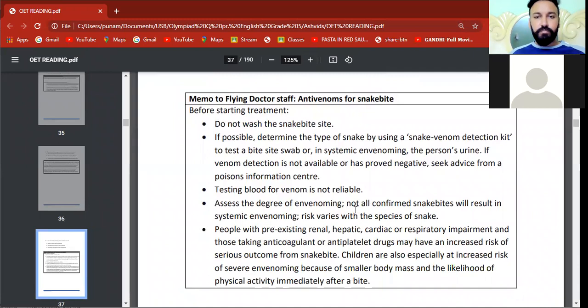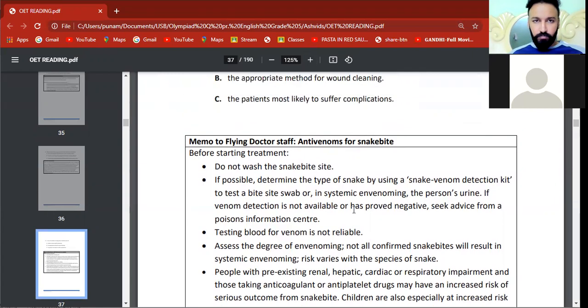Testing blood for venom is not reliable. Assess the degree of envenoming. Not all confirmed snake bites will result in systemic envenoming. Risk varies with species of snakes.